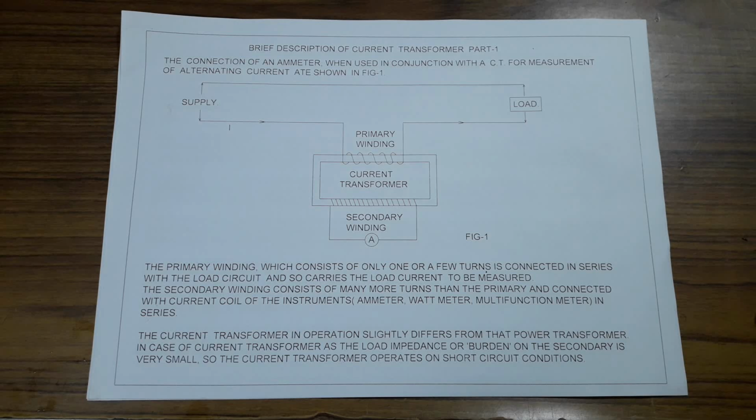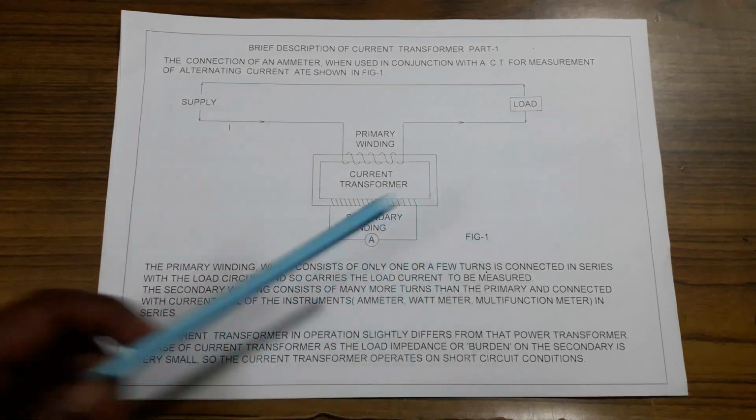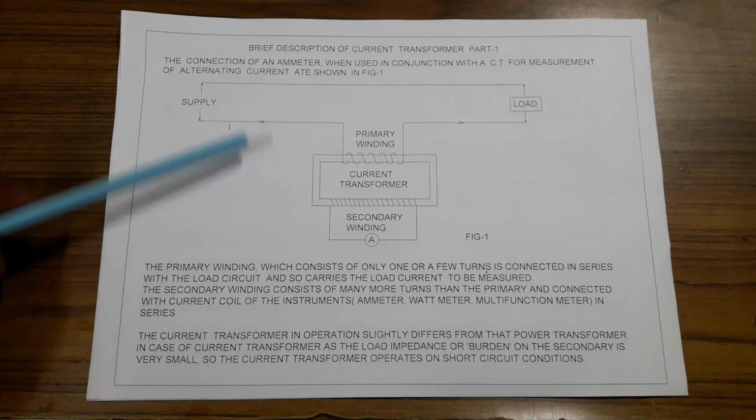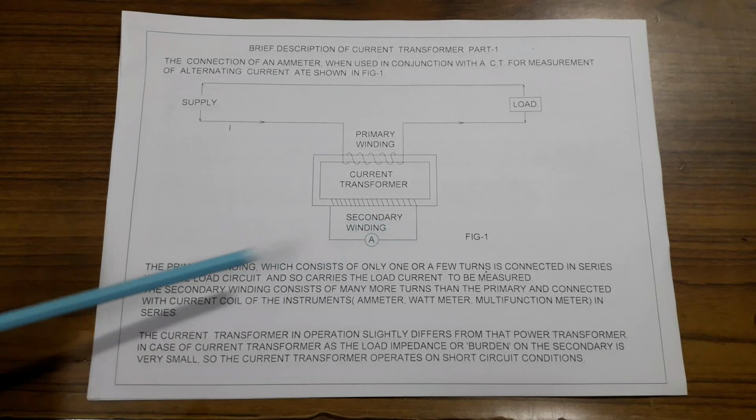Today I am going to discuss current transformer part 1. Let's start. Here is a brief description of current transformer part 1. The connection of an ammeter when used in conjunction with a CT for measurement of alternating current is shown in figure 1. Here it is supply, here it is load, here it is primary winding, and here it is the current transformer secondary winding, and here it is the ammeter in figure 1.